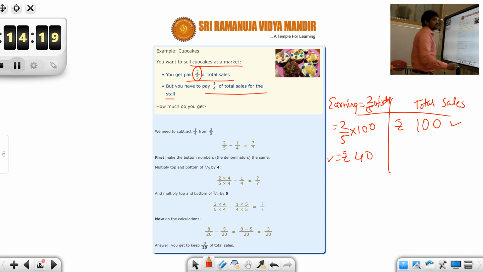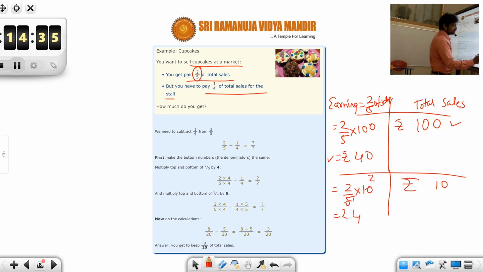Okay students, if your total sales is 10, how much will you earn? You will be earning 2/5 of that. That is, 5 ones are 5, 5 twos are 10, so this will be 4. So rupees 4. This is your earning. But you have to pay 1/4 of the total sales, 1/4 of the total sales for the stall.